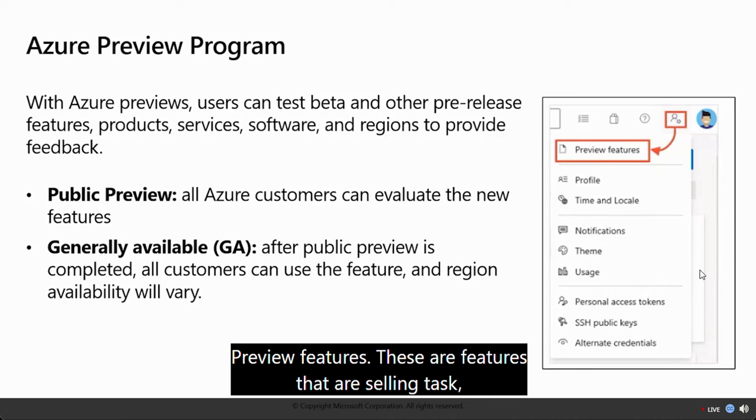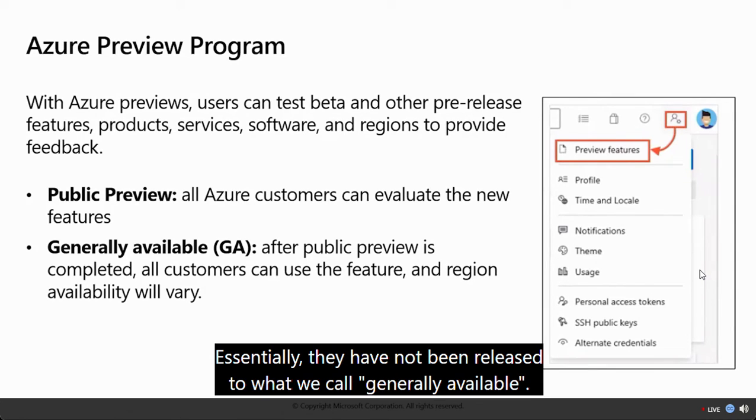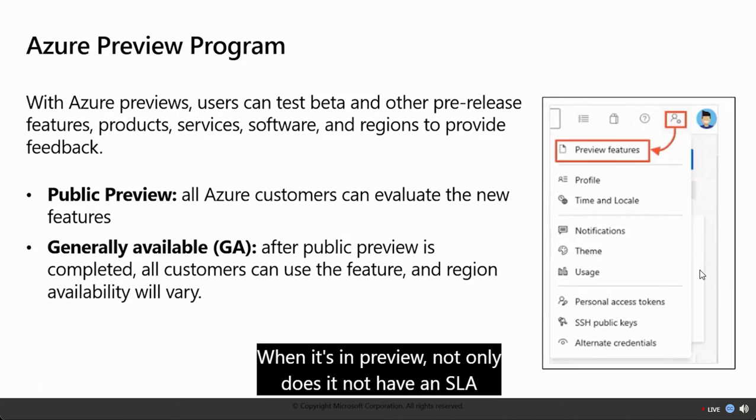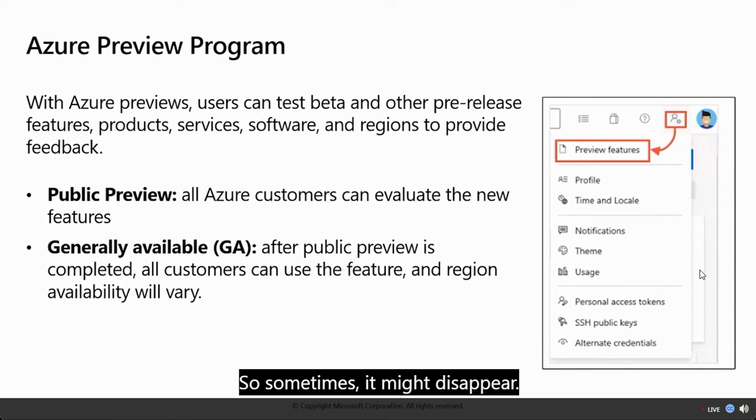Preview features, these are features that are still in test. Maybe they're being evaluated by different Azure customers. Essentially, they have not been released to what we call generally available. So this is still in preview mode. When it's in preview, not only does it not have an SLA, but there is no guarantee that it will make it to general availability. So sometimes it might disappear.